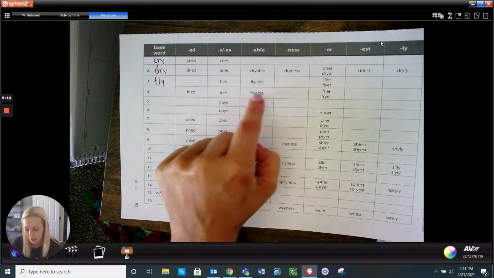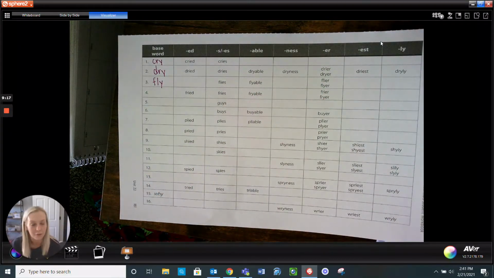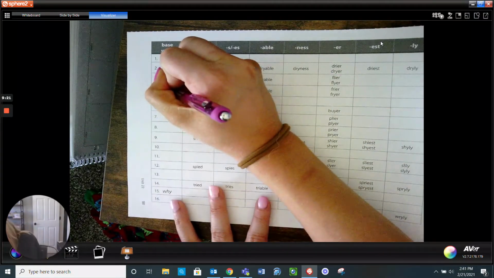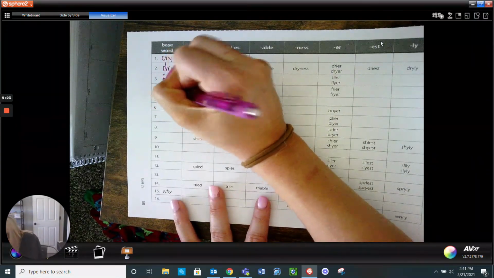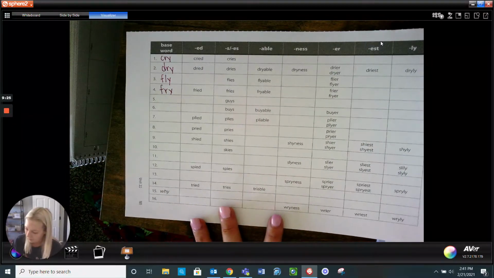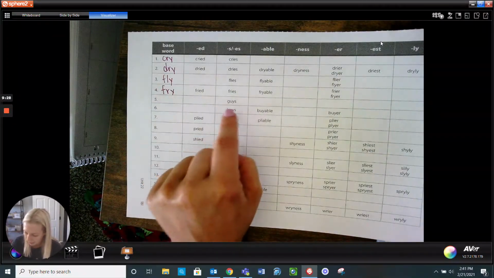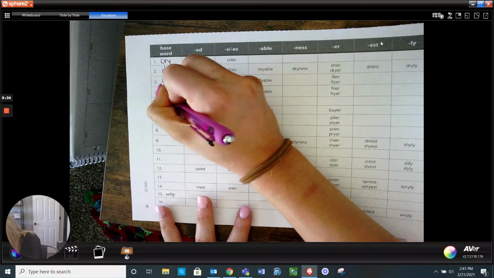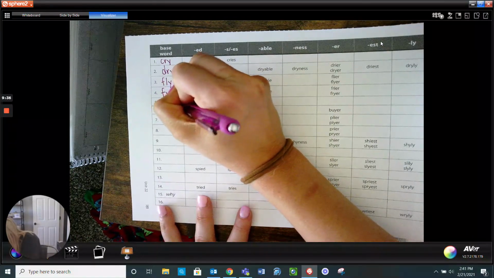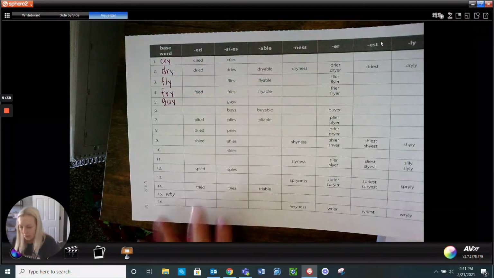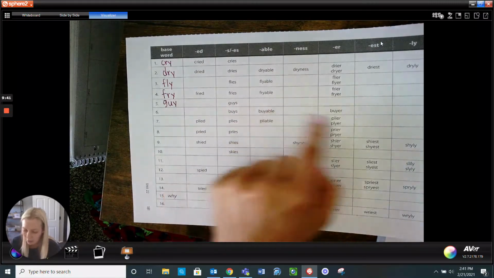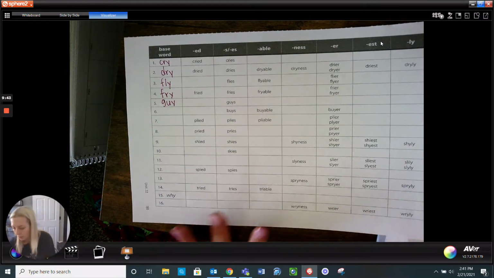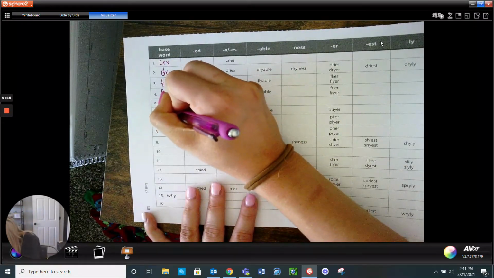Fried, fries, friable, fryer, and fryer. The word is fry. Good. Number 5, we have guys, and that's the only one. So just take that S away, and we have guy. Buys, buyable, buyer. The word is buy.